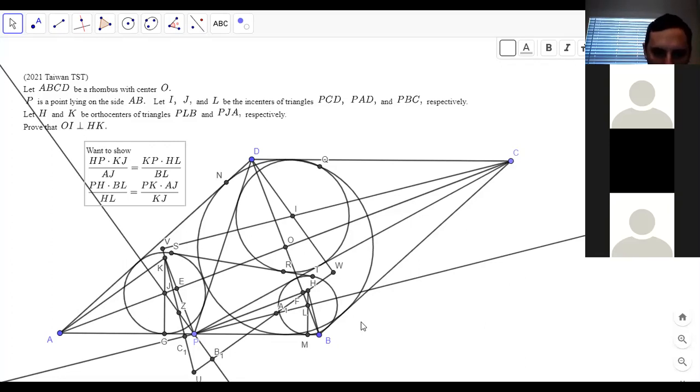LB is 2 cosine A. 2 cosine A times what? Oh, where R is the radius of this circle. Let me write this. So PH over PM is equal to BH over HM. And PH over HM is equal to BL over LM. BL over BM over HL.